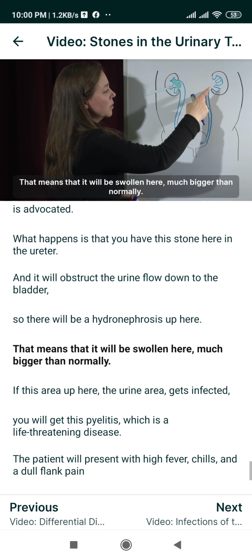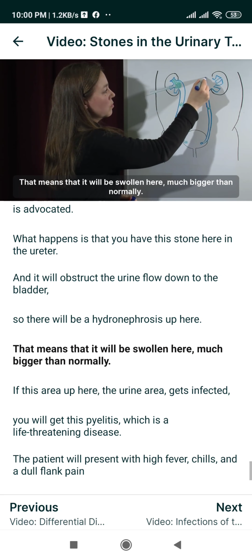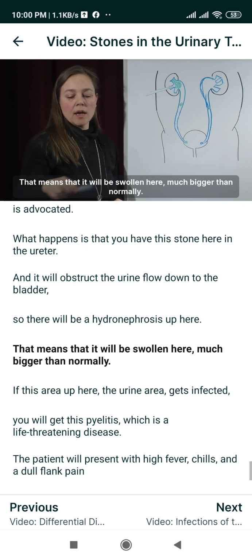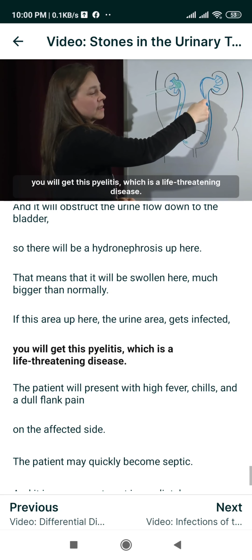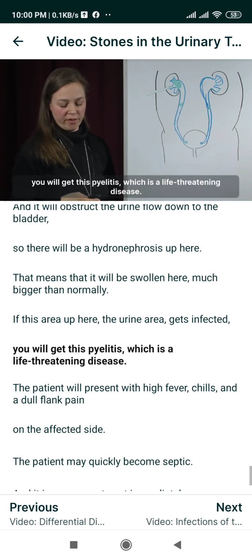That means that it will be swollen here, much bigger than normally. If this area up here, the urine here, gets infected, you will get this pyelitis, which is a life-threatening disease.